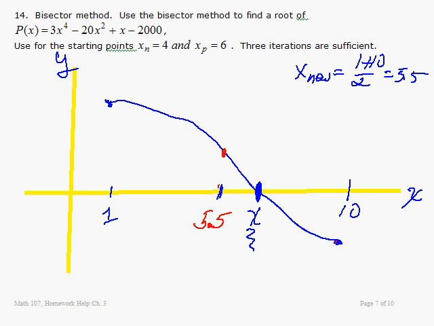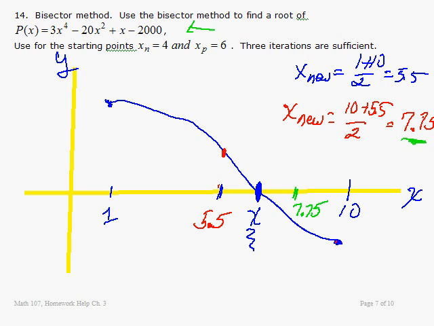Well, I get a little closer by taking another average. I would go 10 plus 5.5 and divide by 2, which is going to give me 7.75. So here's my 7.75. Now my question is the function positive or negative? Because I've drawn it, you can see it, but if you don't know, which you won't when you do the problem, you take the 7.75, put it back in this equation, and find out if it's positive or negative. In this case, it happens to be negative.